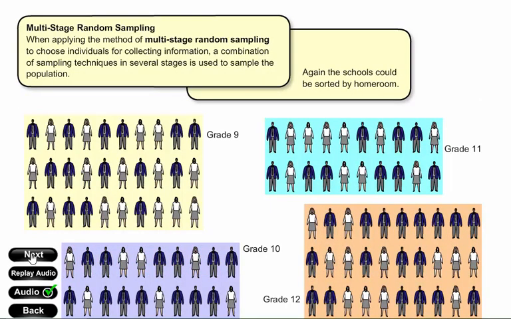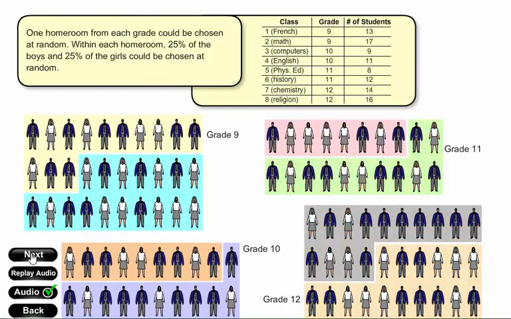Multi-stage random sampling. When applying the method of multi-stage random sampling to choose individuals for collecting information, a combination of sampling techniques in several stages is used to sample the population. Again, the schools could be sorted by homeroom. One homeroom from each grade could be chosen at random. Within each homeroom, 25% of the boys and 25% of the girls could be chosen at random.